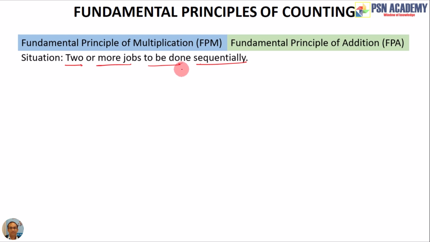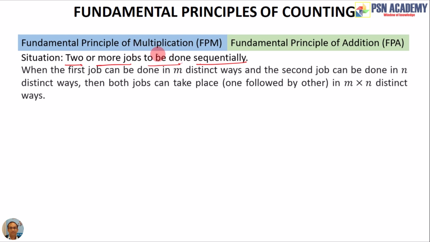Of course, sequentially, one after another. Whenever you have this kind of job, then you follow the principle of multiplication. So the notation goes like this: when your first job can be done in m distinct ways, follow the word distinct, that means the ways are unique, and there is a second job that can be done in n distinct ways, then both jobs can take place, of course one after another, in m times n distinct ways.